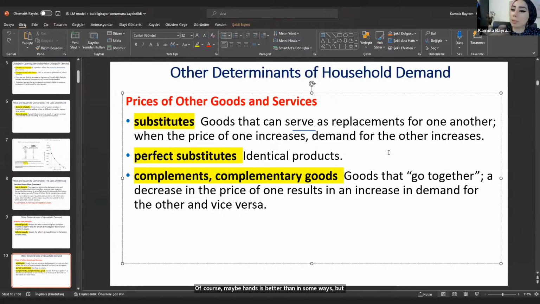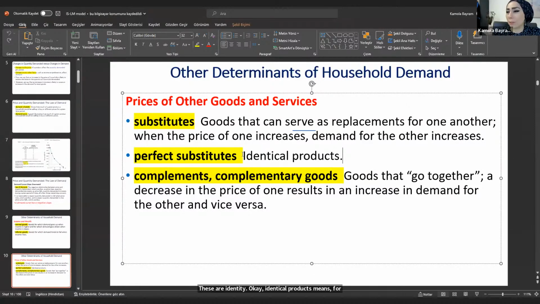Or same goes, for example, there are 2 brands of soy sauce. And if one brand decided to increase its price, people will demand more of the other brand. So that is the thing about substitutes. When it comes to perfect substitutes, these are identical products.